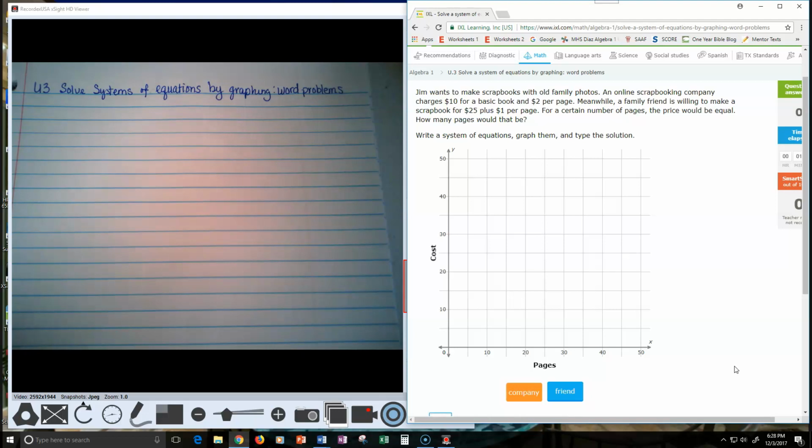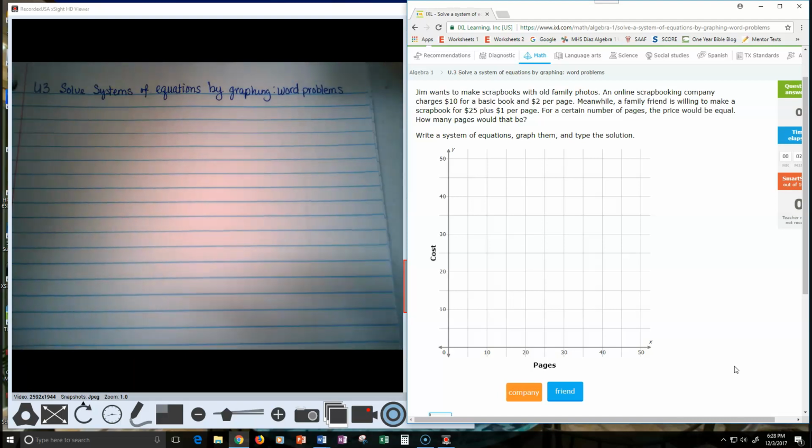Jim wants to make scrapbooks with old family photos. An online scrapbooking company charges $10 for a basic book and $2 per page. Meanwhile, a family friend is willing to make a scrapbook for $25 plus $1 per page. For a certain number of pages, the price will be equal. How many pages would that be? Write a system of equations, graph them, and type the solution.